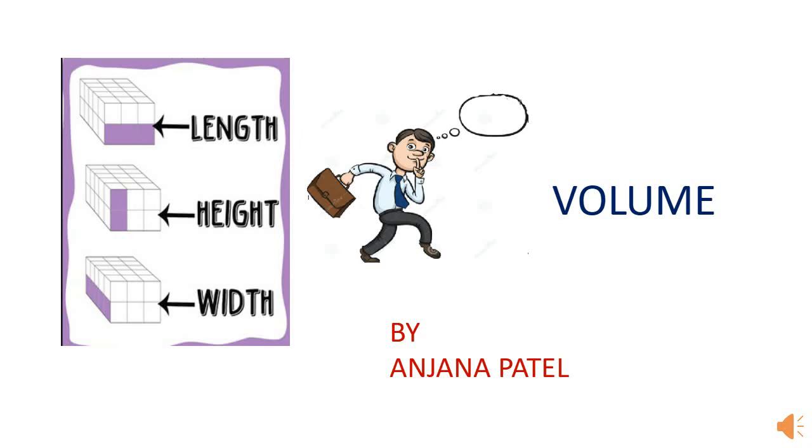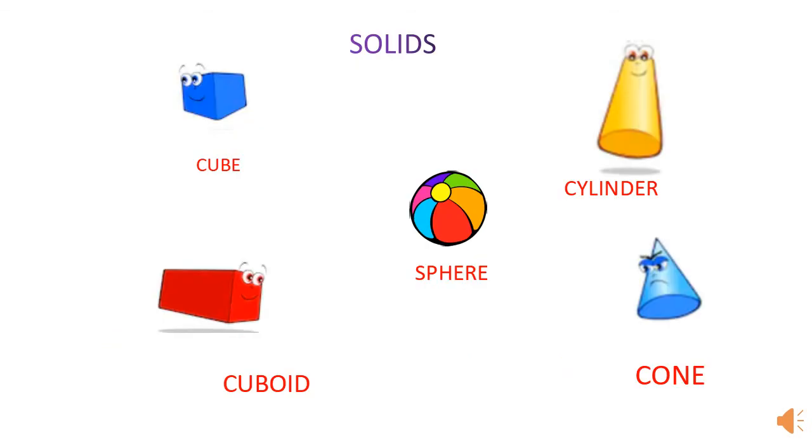Volume is an attribute of a solid figure. It describes the amount of space occupied by the three-dimensional figure. We are all familiar with solid shapes such as cube, cuboid, cylinder, cone, sphere, etc. Do you know that all these solids occupy space, isn't it?